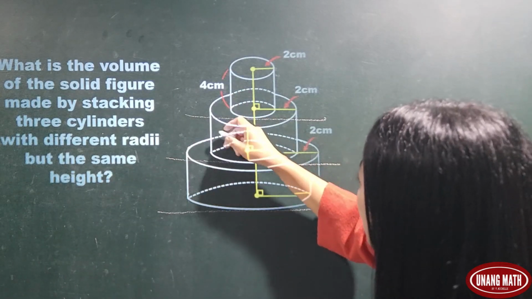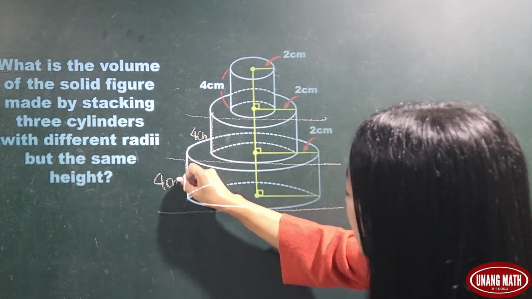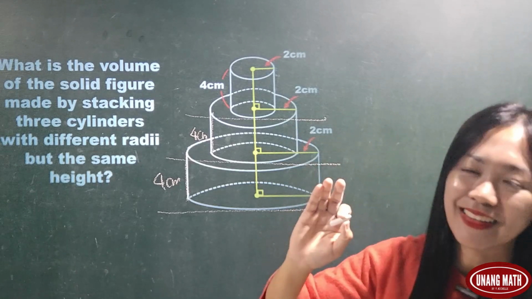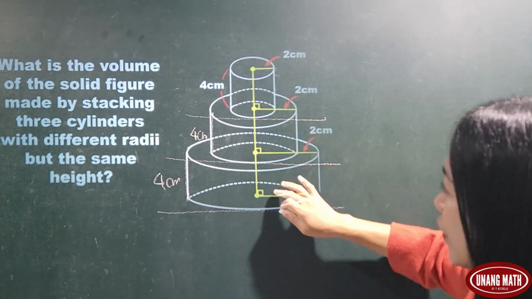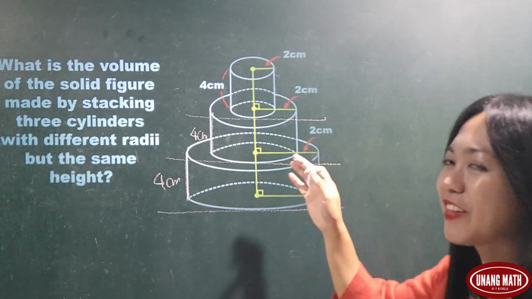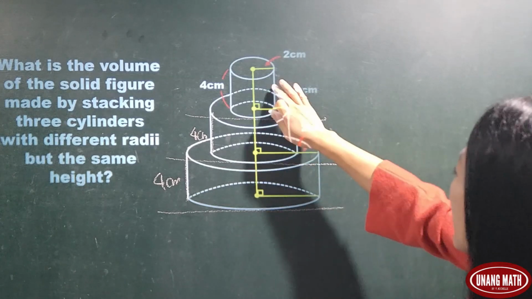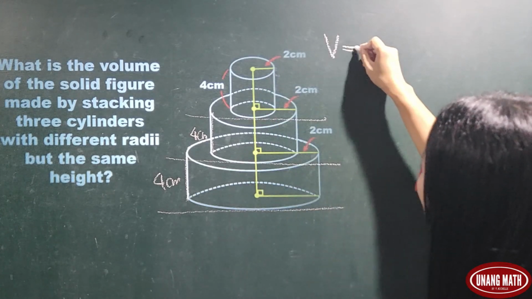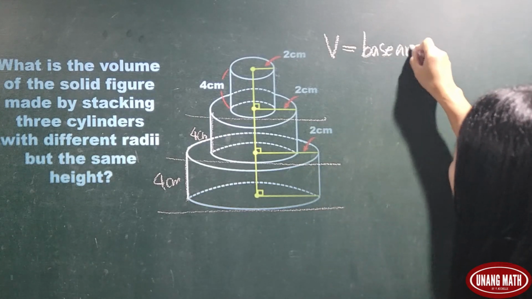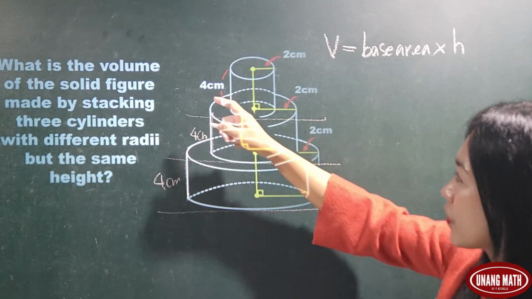So this is 4 centimeters. So that means this is also 4 centimeters. This is also 4. This is also 4 centimeters. Okay, the radii are different. So to find the volume of this solid figure, we have to get each cylinder's volume. Then later on, add together to get the volume of this solid figure. Okay, so to find the volume of a cylinder, the formula would be the area of the base times the height of the cylinder, which is 4 centimeters.